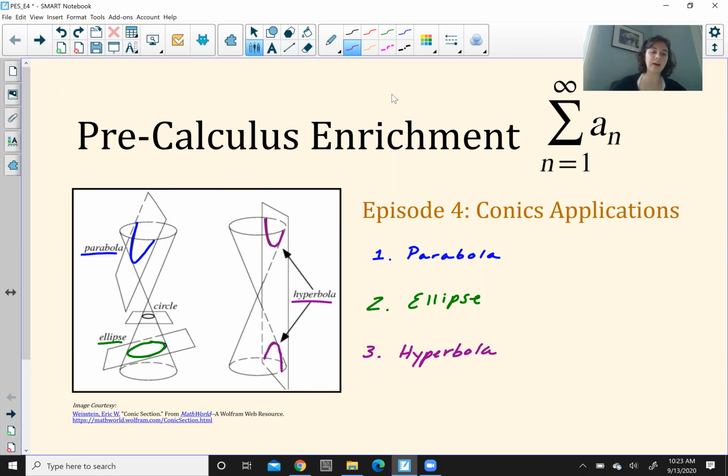You can see on the left kind of what conics really are. Basically, they're just cross sections of a cone. So this is a really good image. It's kind of showing you what these different cross sections look like and the different curves that you can get out of them. And so we're going to be looking at three different ones. We have the parabola, which you're probably familiar with already, the ellipse, and the hyperbola. So let's get started.